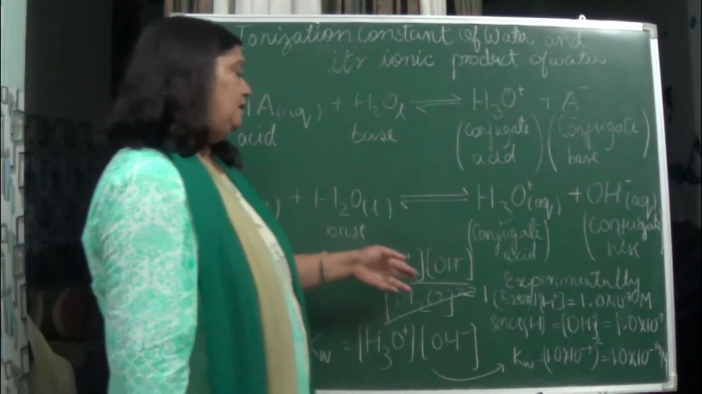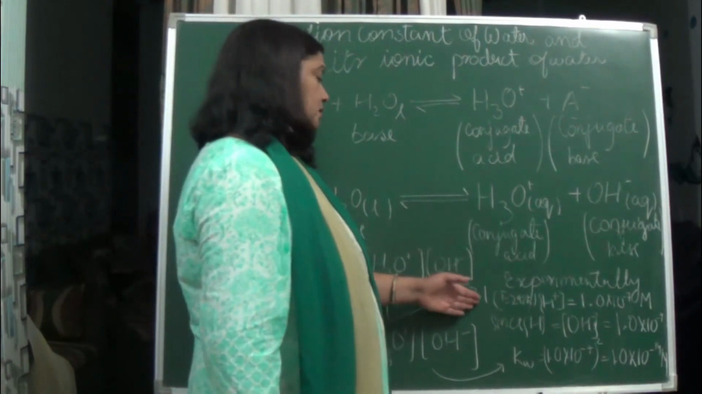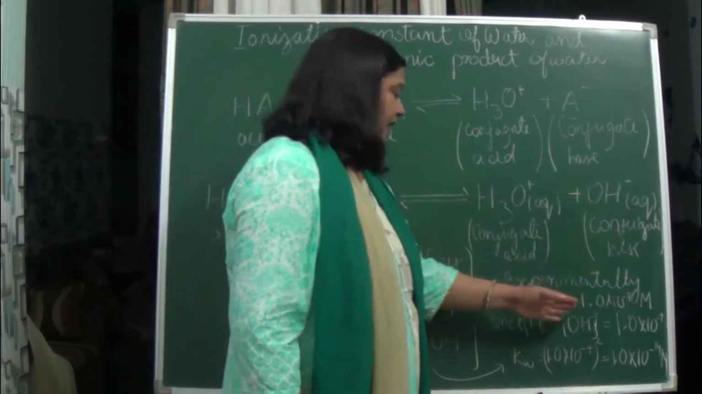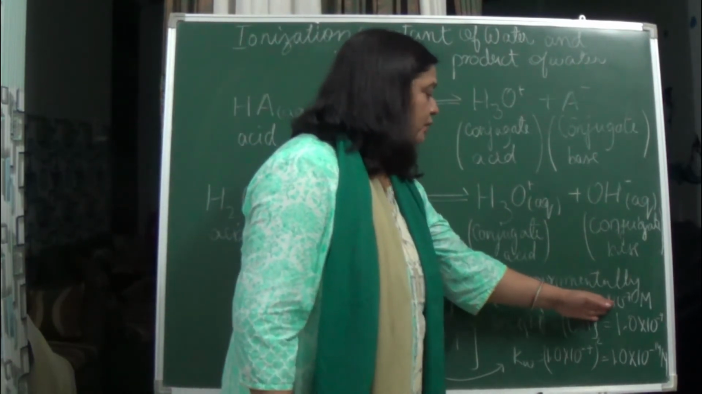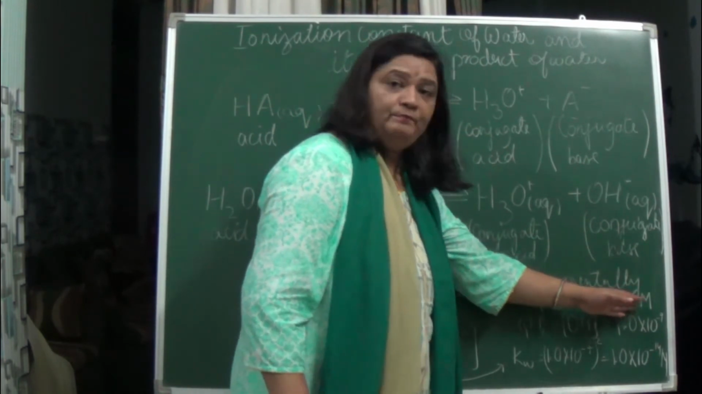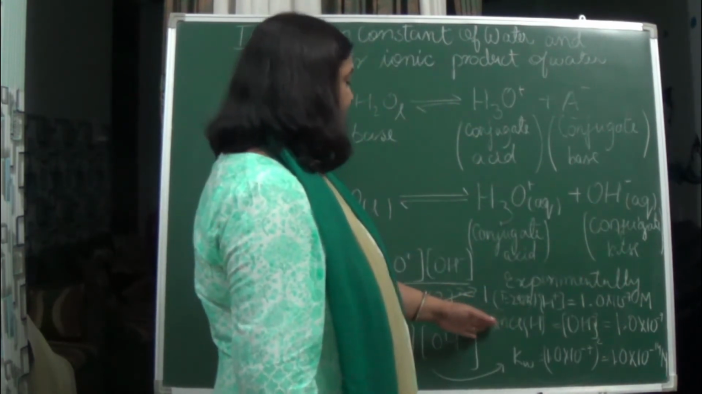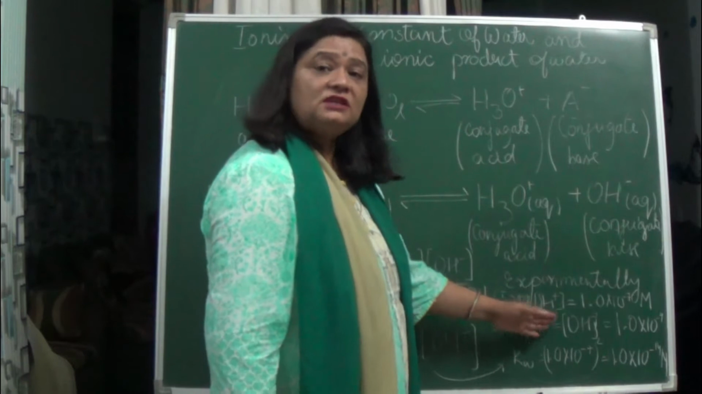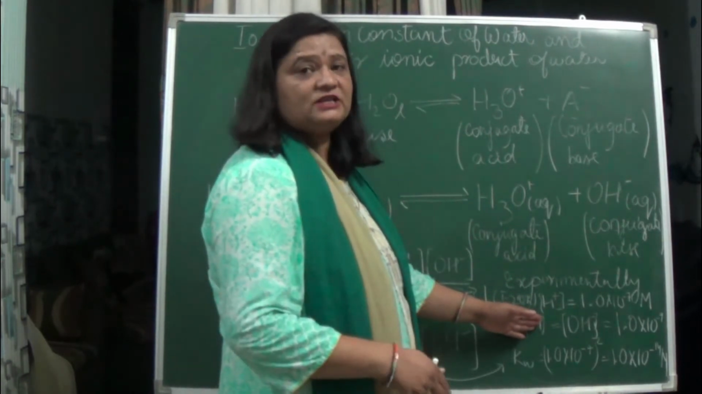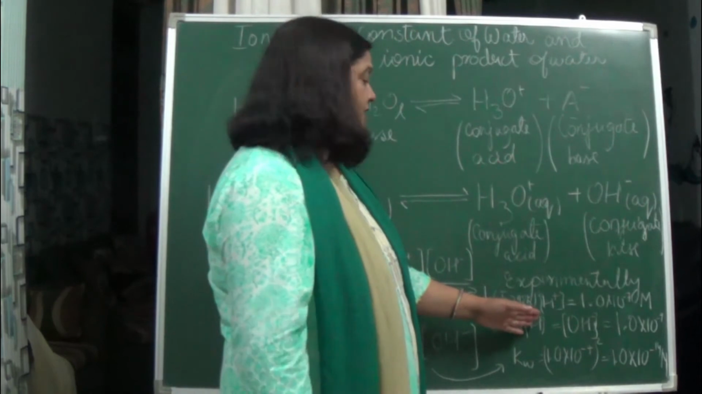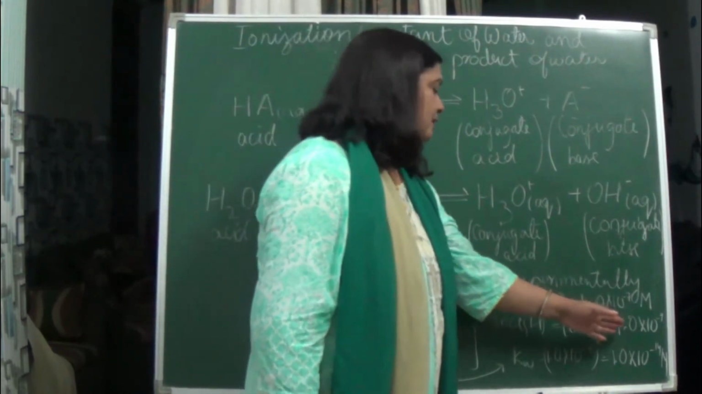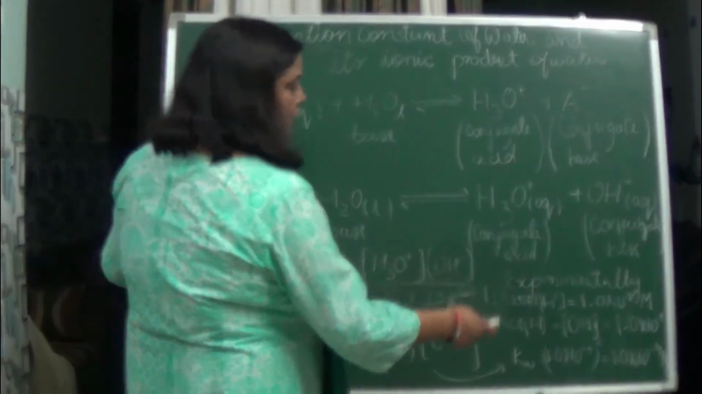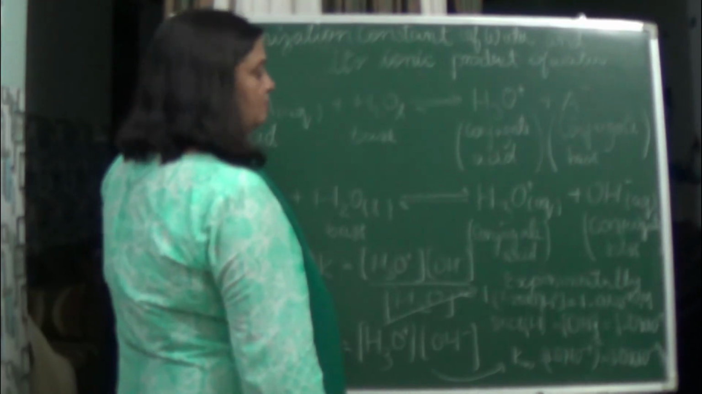So experimentally we have seen that at temperature 298 Kelvin, H plus ions have the value of 1.0 into 10 to the power minus 7 M, that is the molarity or the strength we can say. And here we know that H plus ions are equal to OH minus ions. How much H plus ions there are, OH minus ions also will be that much only. So here also the value becomes 1.0 into 10 to the power minus 7. Both have the value 1.0 into 10 to the power minus 7.